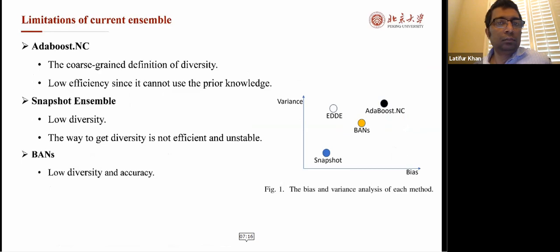Let us analyze the limitations of the above ensemble methods. First, in Adaboost.NC, the definition of diversity is coarse-grained because it cannot make full use of the prediction. Besides, it gets low efficiency since it cannot use the prior knowledge. In Snapshot Ensemble, it gets low diversity, and the way to get diversity is not efficient and unstable. For Born-Again Neural Networks, it gets low diversity and accuracy. As shown in Figure 1, our method EDD can get the most balanced trade-off between diversity and accuracy.